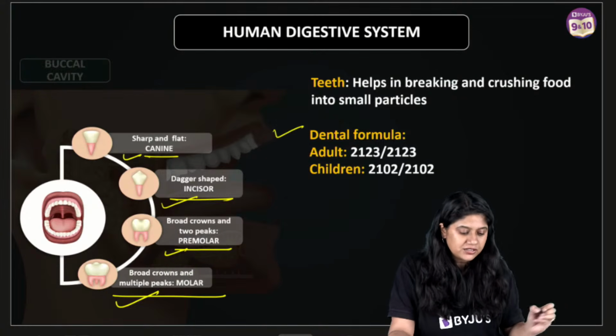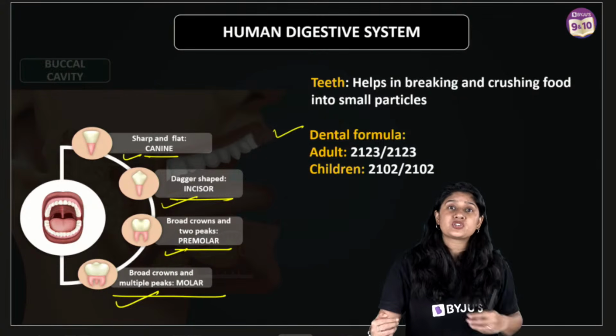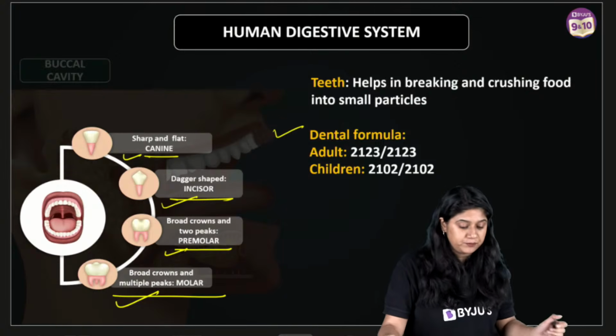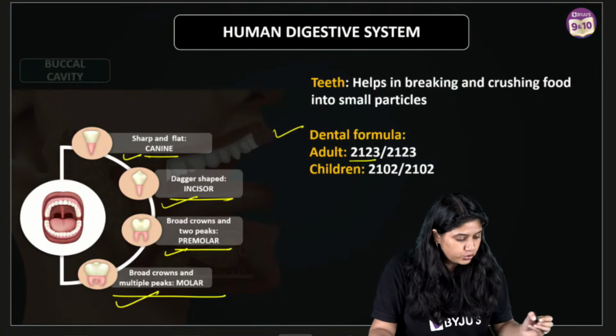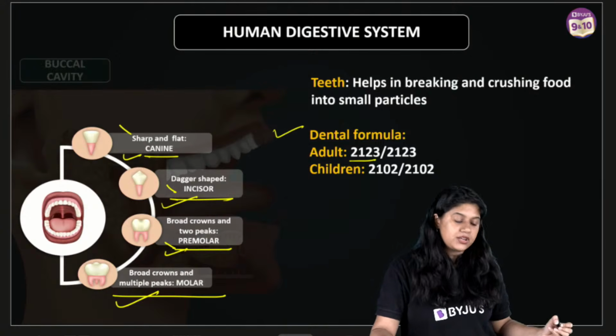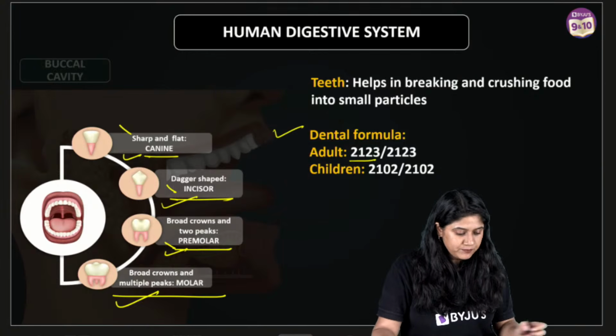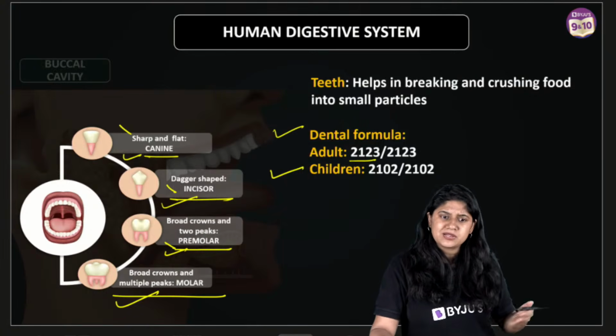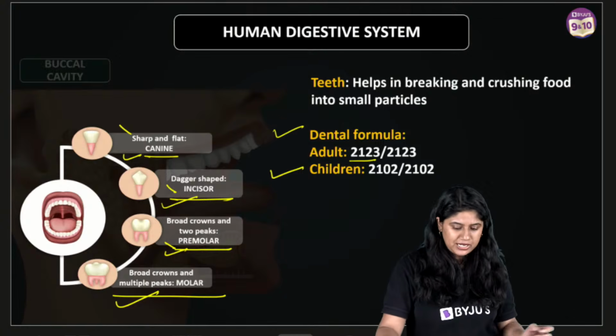We have the dental formula of an adult, which tells us the number of teeth that we have in the upper and the lower jaw altogether. So we have 2, 1, 2, 3: 2 incisors, 1 canine, 2 premolars and 3 molars. Okay, this is how we'll remember it for the adult and the children. It's not there in your syllabus. If you want to remember this, please do remember that.